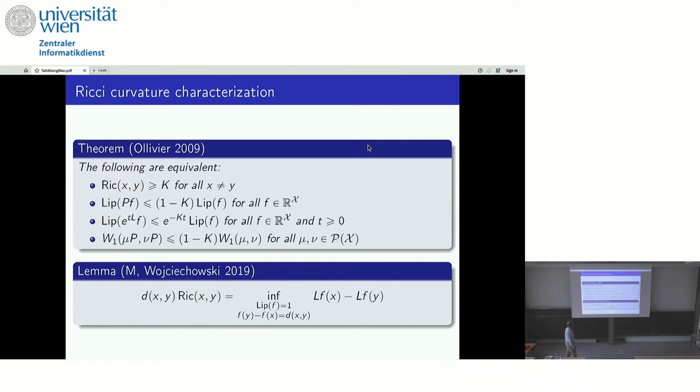Okay, then there is a characterization of this Ollivier curvature using couplings and using this Wasserstein decay. That's well known, for example, from the von Renesse-Sturm paper in the manifold case, and many characterizations hold true in the discrete case as well. So the lower Ricci bound is equivalent to discrete time Lipschitz decay. That's the second bullet point. It's equivalent to continuous time Lipschitz decay. That's the third one, with e to the tL being the heat semigroup. And this is also equivalent to Wasserstein contraction.